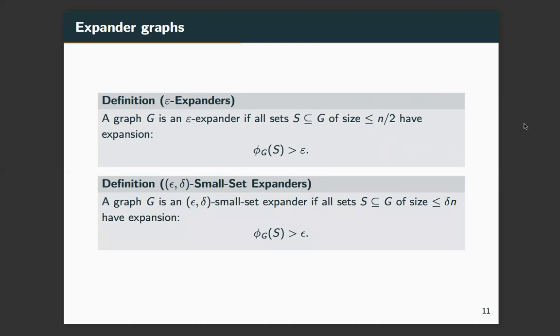The only difference between these two definitions is the set size requirement. In the latter definition, we have a really relaxed requirement because we only want small sets to expand and we do not care whether large sets expand or not. And hence, this turns out to be a larger class of graphs than expander graphs.